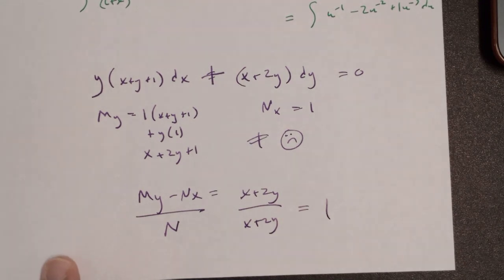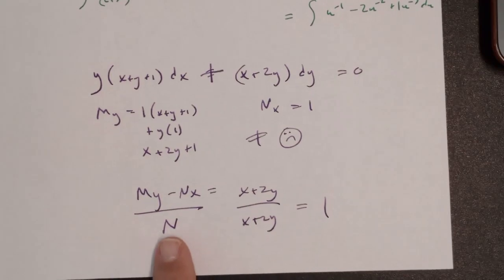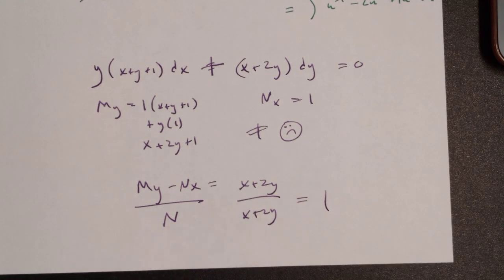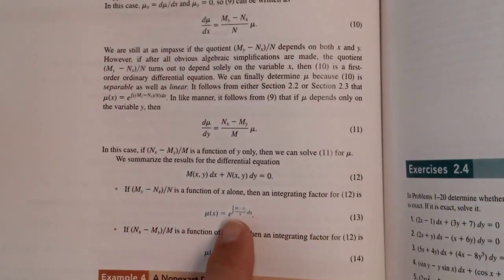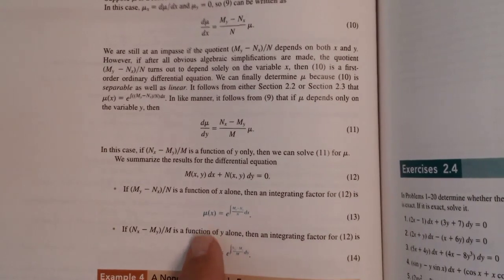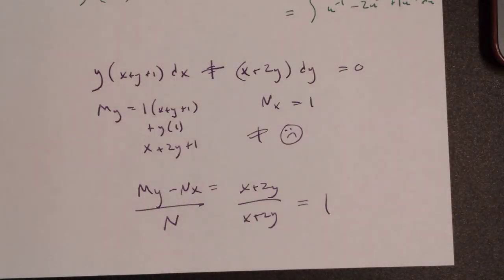Now, here's where I need you to look something up for me. Is this the mu x or is this the mu y? I need to know which one it was based on the formula. In the section, we said, hey, if my thing is in terms of just x, I can do it this way. If my thing is in terms of just y, I can do it that way. According to this formula right here on page 70, if it's M_y minus N_x over N, I should be looking in terms of x. So that means that my integrating factor should be e to the x.